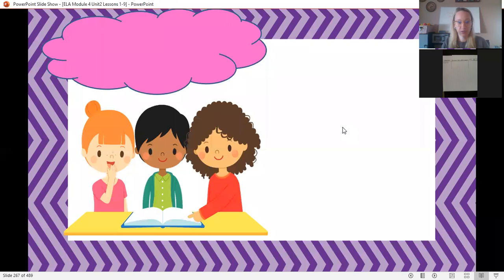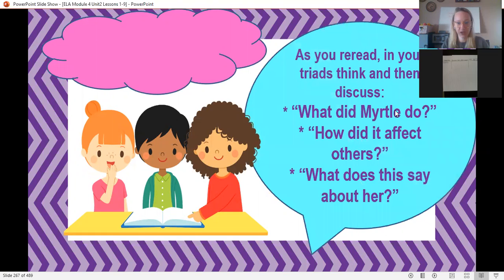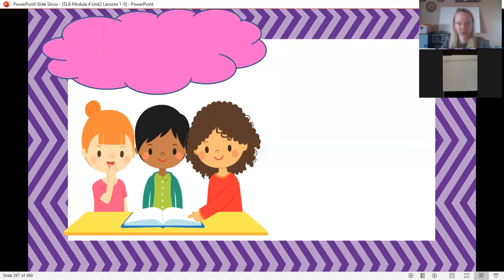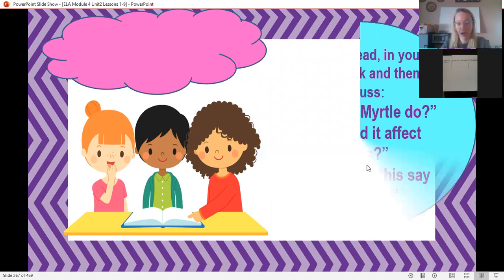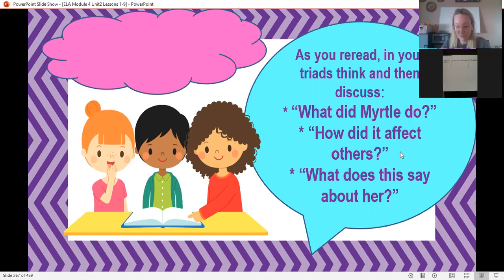So as you reread, think about and discuss, what did Myrtle do? How did it affect others? And what does it say about her character? These are the 3 things that we're putting inside our anchor chart here. So you have about 5 to 10 minutes. Go back in the story. You're rereading from 36 all the way to 38, and you're thinking about Myrtle. How did her actions affect others? What does this say about her character? Pause the video and then come back.